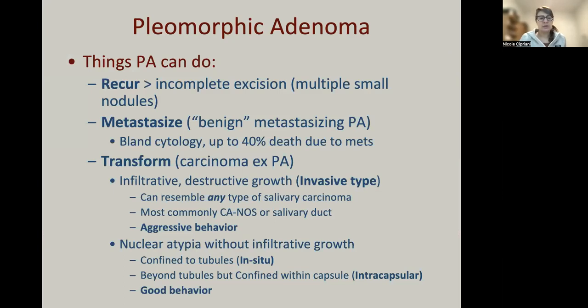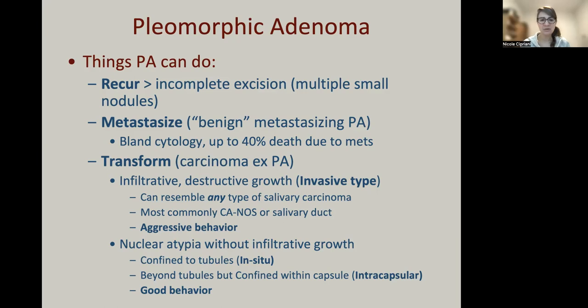So what can PA do that is unsavory? Pleomorphic adenoma can most prominently recur, especially after incomplete excision, and it can recur in terms of multiple small nodules in the region. It can sometimes metastasize and maybe inappropriately be called benign metastasizing PA. Benign because it looks cytologically very bland, but some patients with so-called benign metastasizing PAs have experienced mortality due to metastasis. This is a little bit of a controversial subject, so maybe we'll pause on that for now.